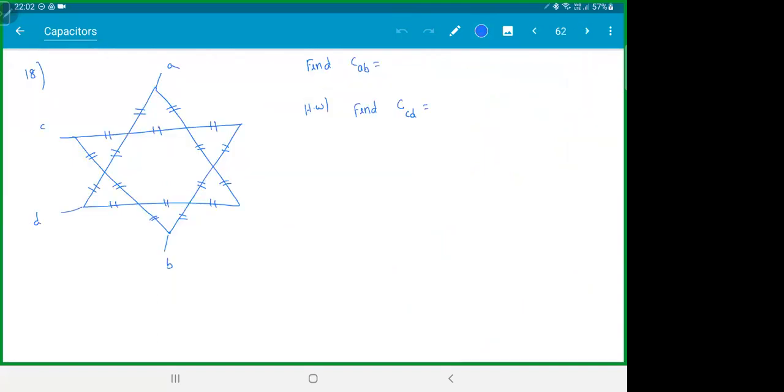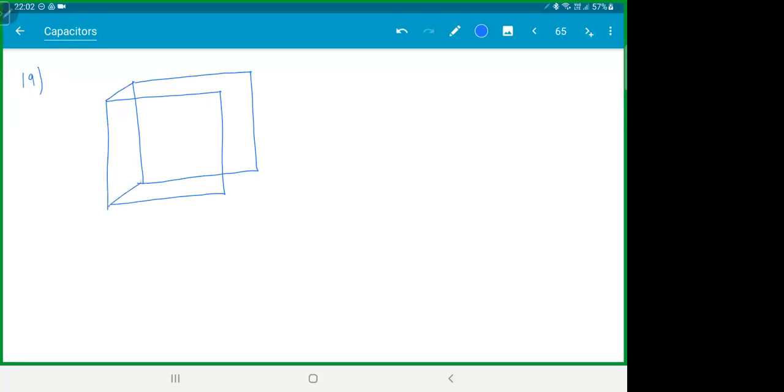Next one is more interesting. Cube symmetry. You've got a cube.